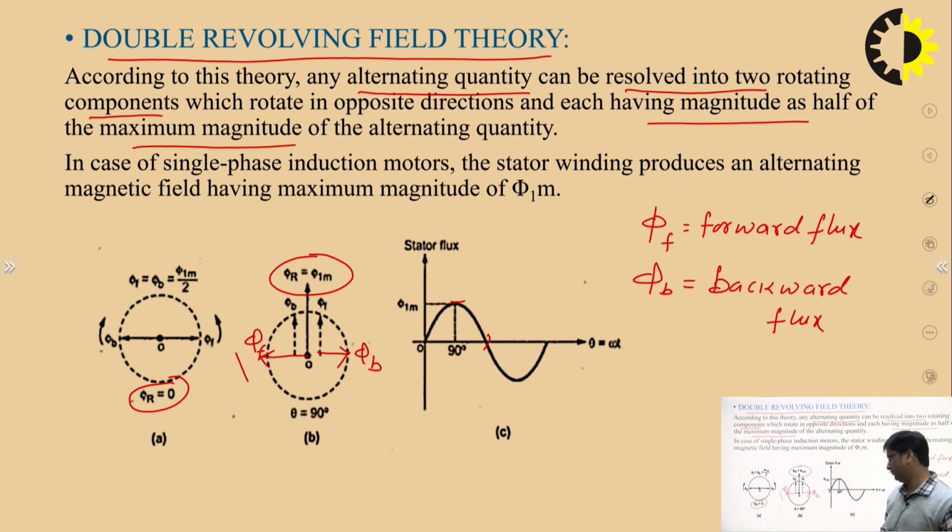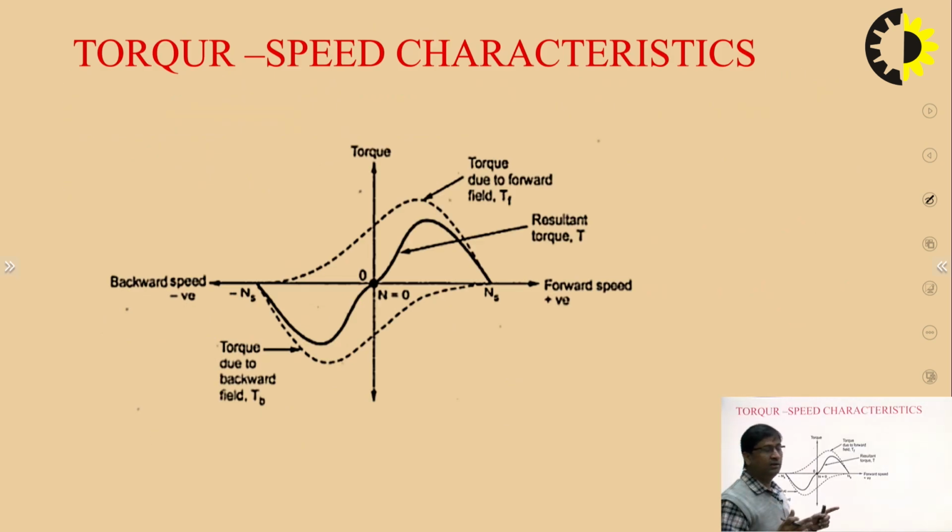But what will happen now? Because of this, we have two fluxes, forward and backward, so there will be two torques on your rotor, since both are rotating fluxes. First is the torque due to the forward field, that is torque TF, and one is the torque due to the backward field. And the resultant of both, the dark shade line, is the resultant torque on the rotor.